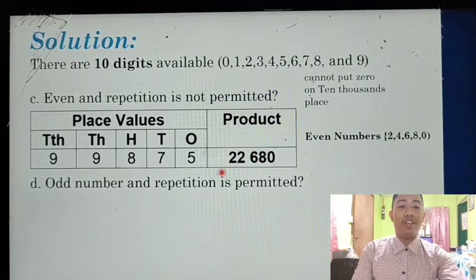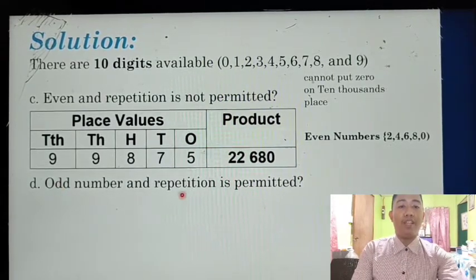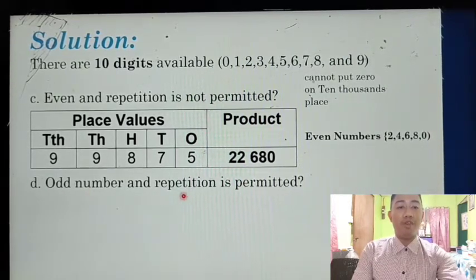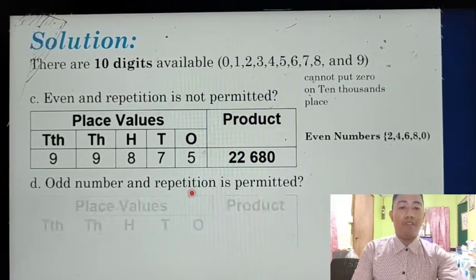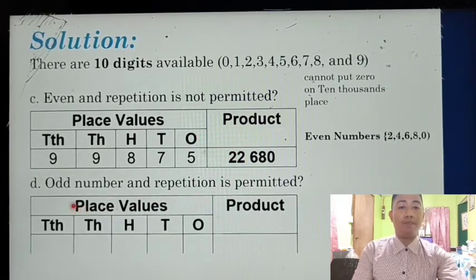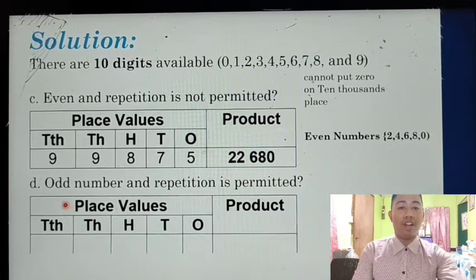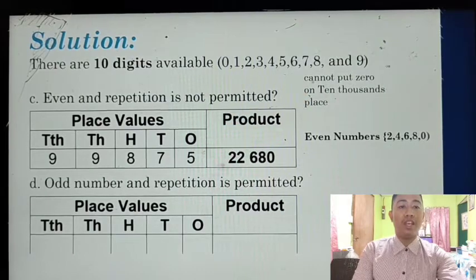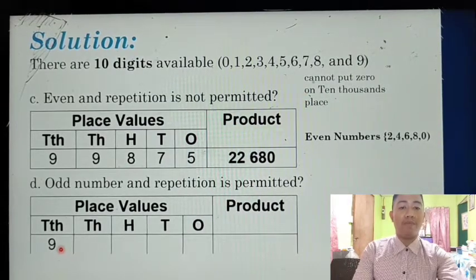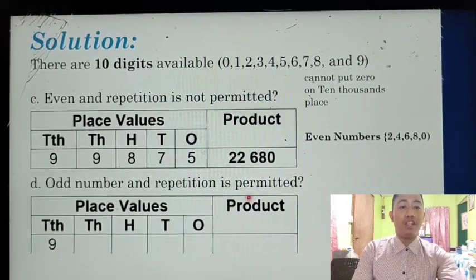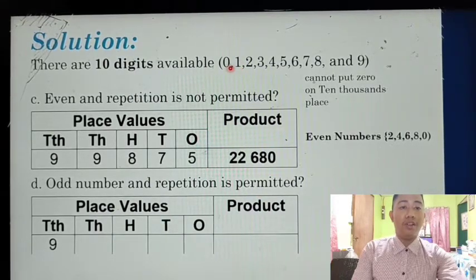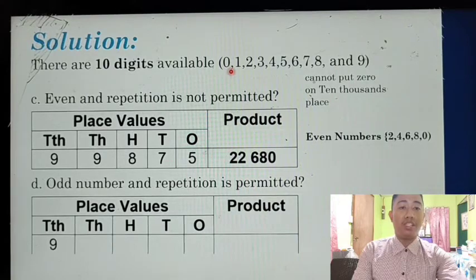Okay, how about letter D? It is an odd number and repetition is permitted. So in this case, we can use any digits since repetition is allowable. Let us use the place values, the same table all over again. We all know that you cannot put 0 on the 10,000th place, so we use 9 digits. And then, since repetition is permitted, we can use 0 on the thousands place until you reach the ones.